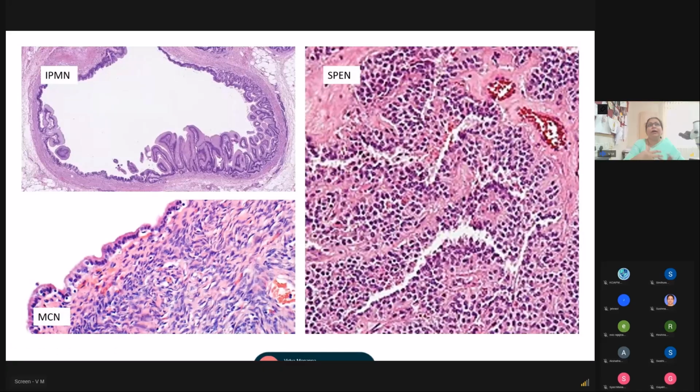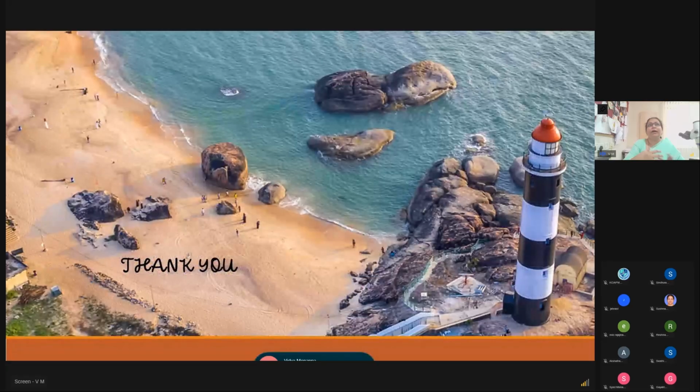The characteristic feature of mucinous cystic neoplasm is the presence of ovarian type stroma in the subepithelium. And this is SPEN, which has a pseudopapillary appearance with the cells appearing to fall off from each other. You have a characteristic immunohistochemical profile, which is, I think, beyond the scope of the discussion here. Okay, yes, thank you.